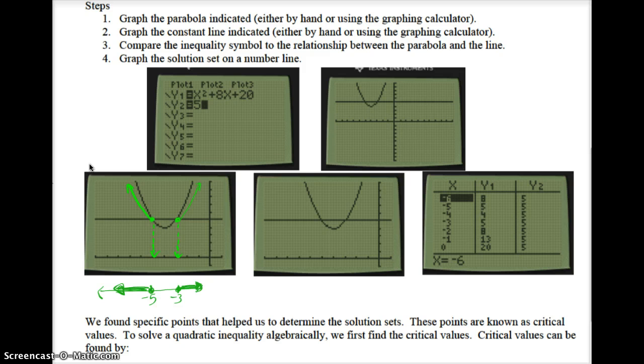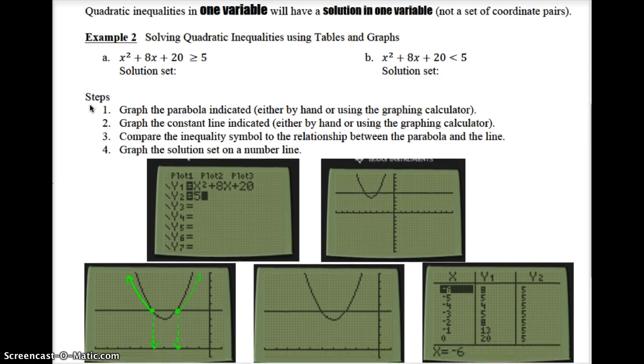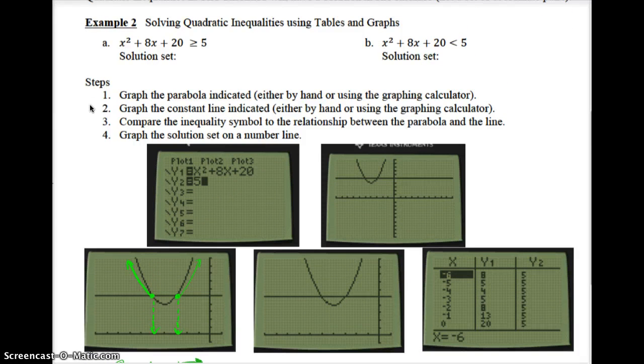So you'll see that this is where we left off. We were working on example number 2, and we want to solve quadratic inequalities using tables and graphs. So we have two different inequalities. The first one, x squared plus 8x plus 20 is greater than or equal to 5.